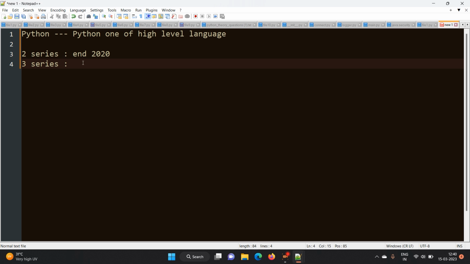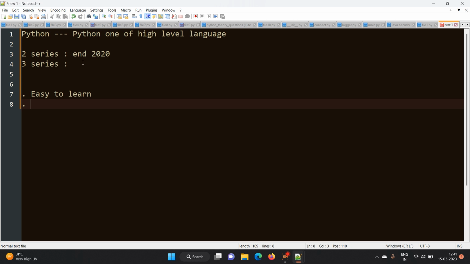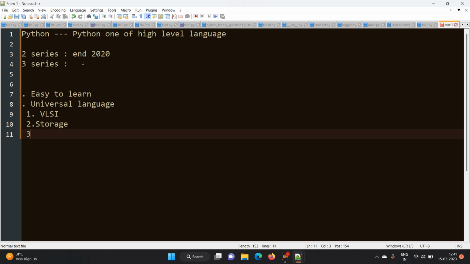Why does Python have so much craze in the market? It is easy to learn, and it is also a universal language. Universal language means we are using it in different types of sectors, different types of domains. What are those domains? VLSI, storage, data science, banking, networking.